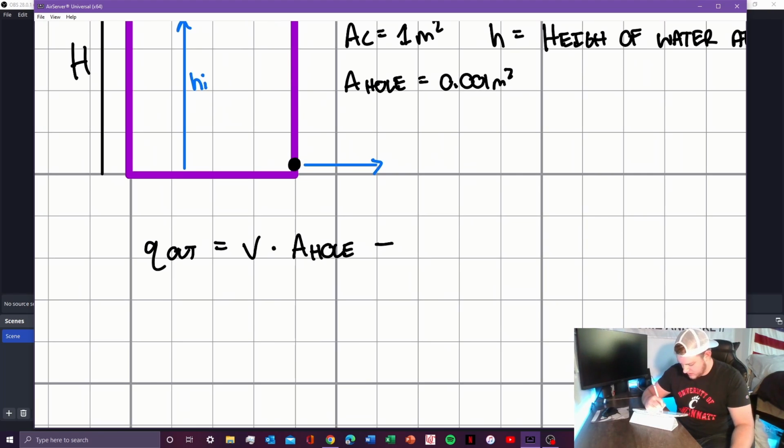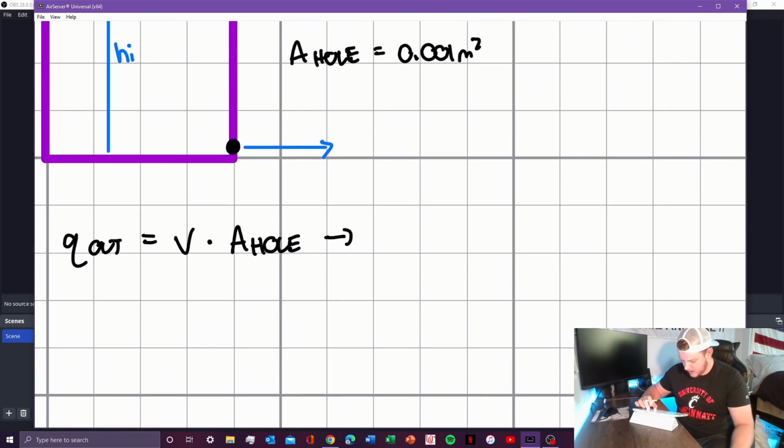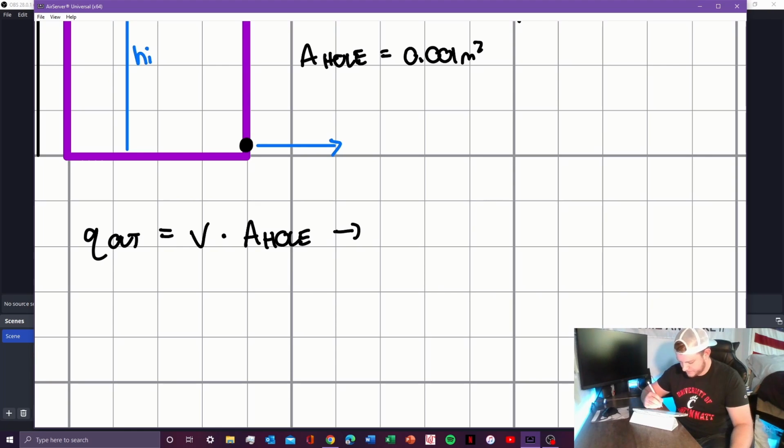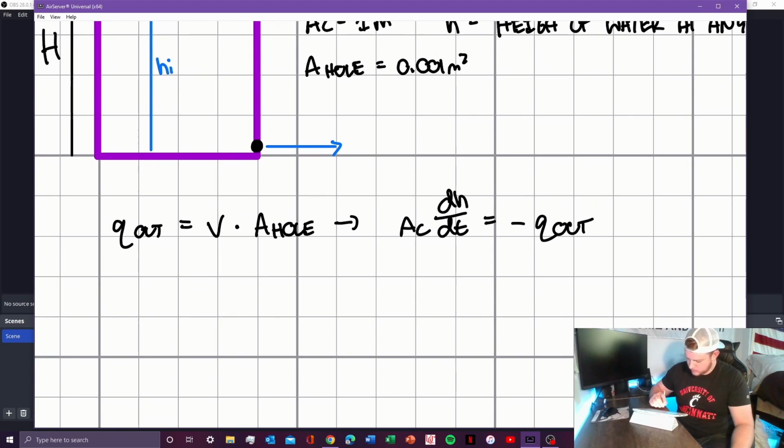We can rewrite this in terms of height of the level of the water on the inside. We can write that as the cross-sectional area times the height with respect to time would be equal to the negative flow rate out. We can then plug in what we know the flow rate is equal to. We can plug this into our flow rate. That's what I was trying to say there.